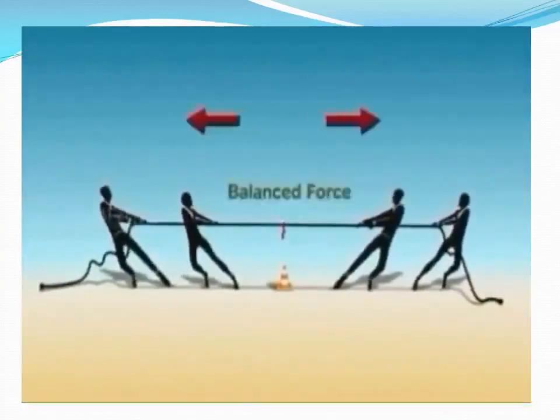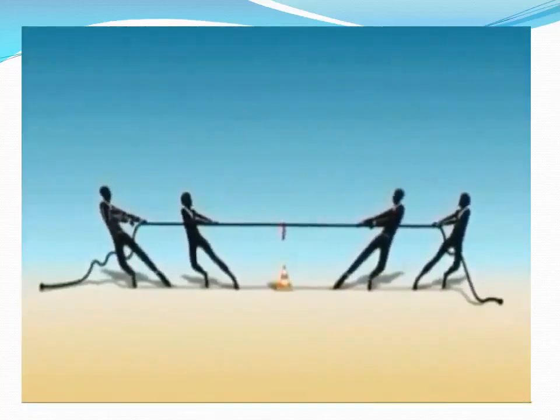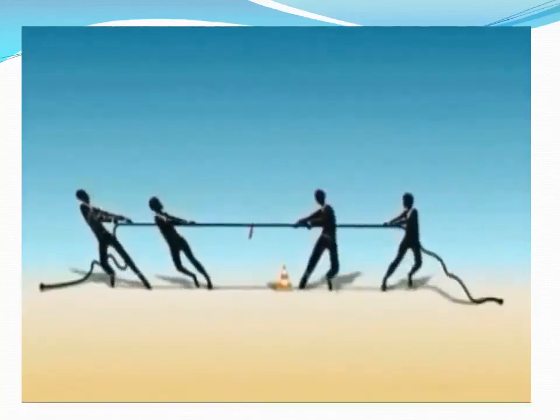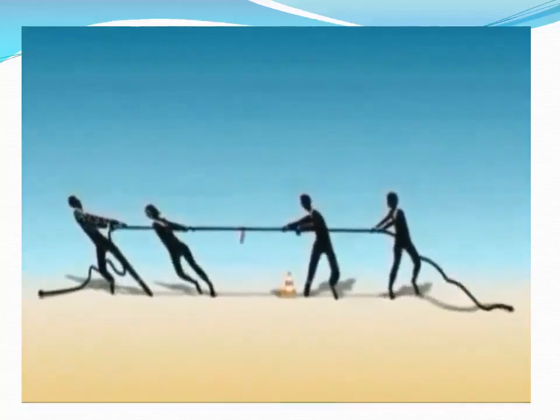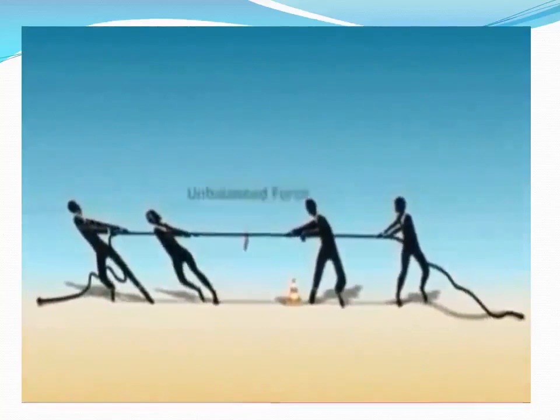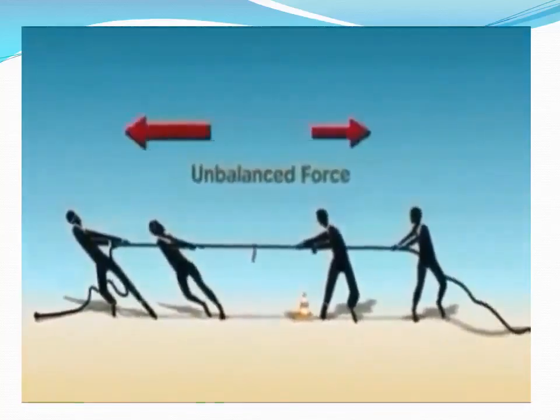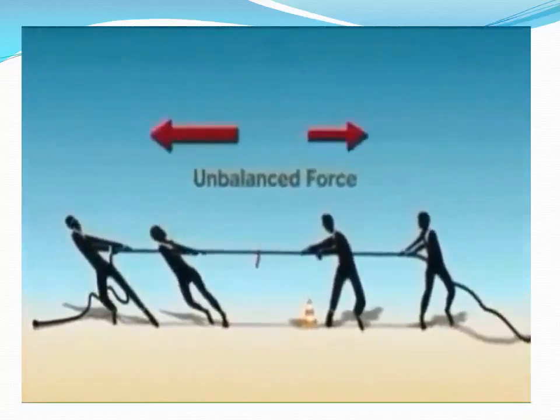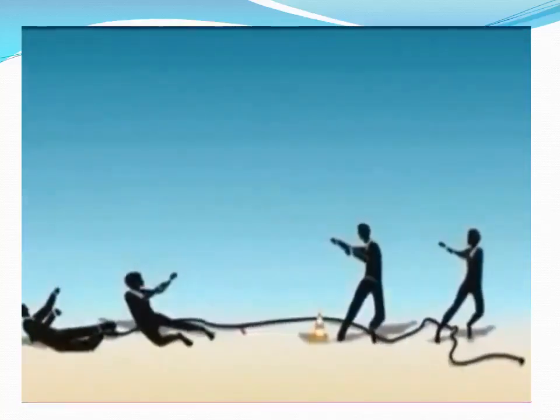If one of the teams applies a greater force, the second team will move towards the first team. In this case, the forces are unbalanced, and the two forces are of unequal magnitudes and in opposite directions. The second team moves in the direction of the greater force applied by the first team. If one of the teams leaves the rope, the opposite team falls backward. This backward motion is due to inertia.